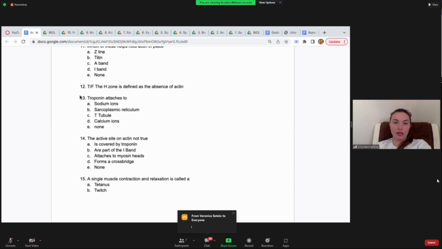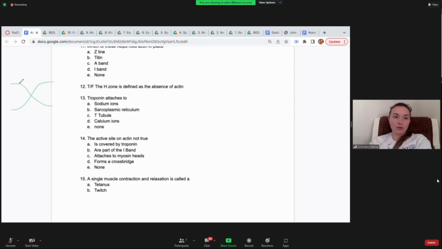Perfect. Okay, question 13. Troponin attaches to... so you're moving on to muscle contraction inside of the cell, right? Good, good. Calcium ions, right? So you remember that we have our little, I'll just draw the outside. You have your little tropomyosin, and then troponin is attached, like little snake things. And our calcium binds to that troponin right here. And we know that that will bend the tropomyosin when that happens.